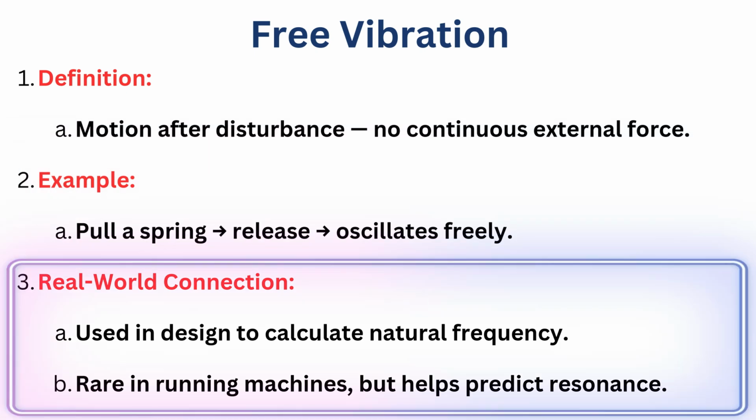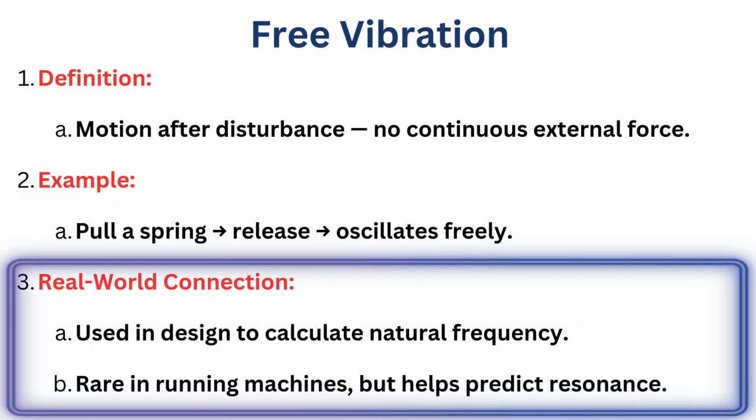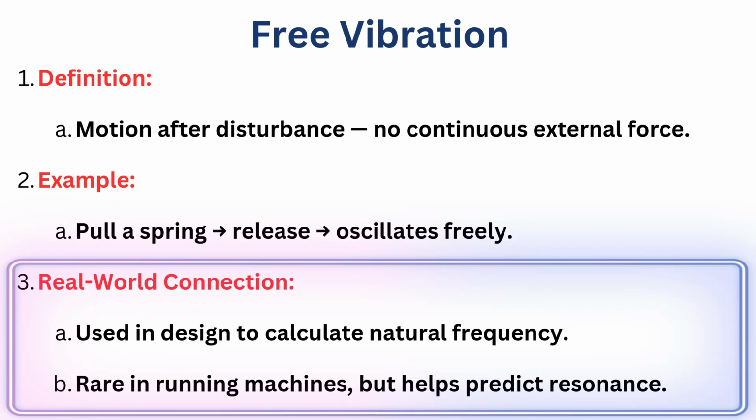Now in real machines, we rarely see such a pure free vibration. Why? Because most machines are always being driven by some kind of external force, or you can say the motor, or the drive, right? We often use this concept of free vibration during the design time of the machine. Why? Because this helps us to understand how a component naturally moves or resonates. Every structure or part has a natural frequency, the rate at which it prefers to vibrate freely. So during the design phase, we mostly use free vibration, okay?